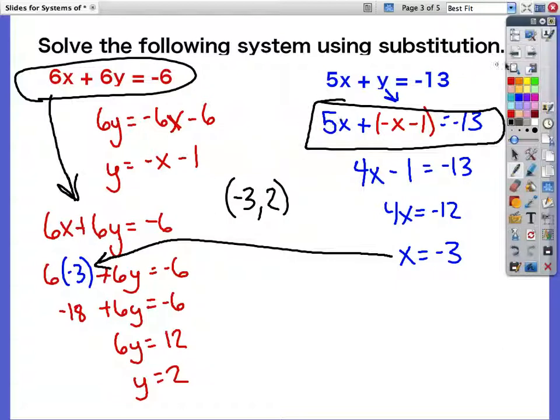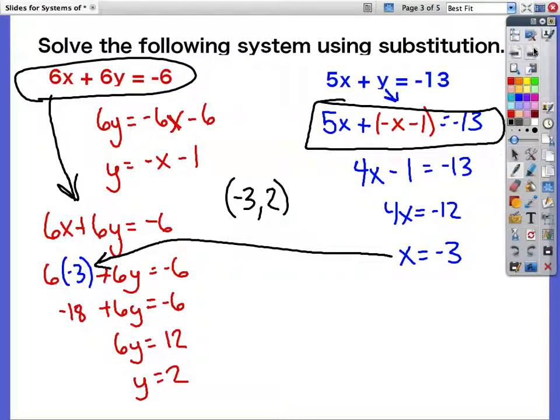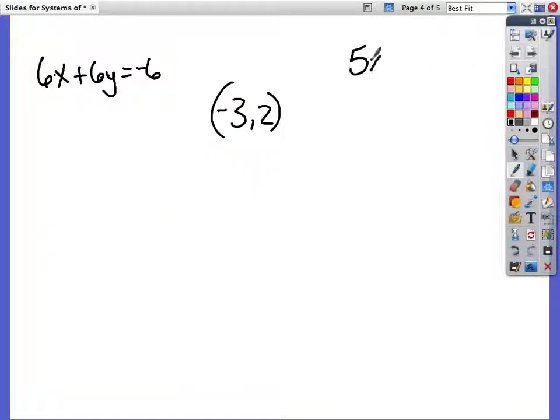But I never want to move on until I've checked my solution. So let me copy down both equations. 6x plus 6y equals negative 6. My pen works here. Come on, pen. There you go. And then the other equation of 5x plus y equals negative 13. And then I want to insert both of these values in and see if both statements are true. I'm going to check this solution just like I did in the graphing method. I always want to check my math.